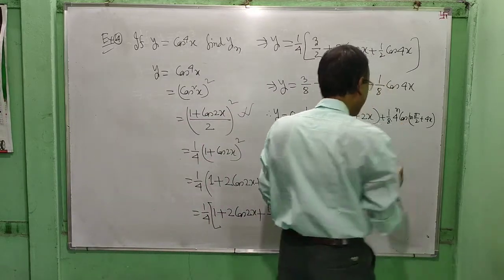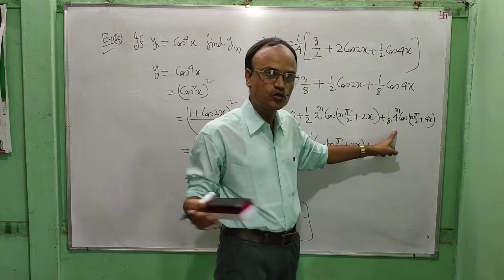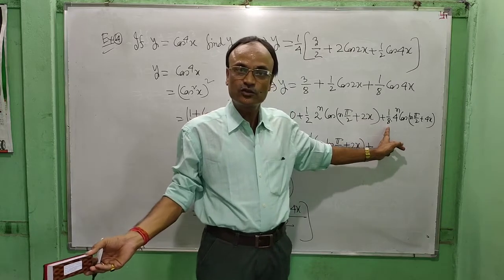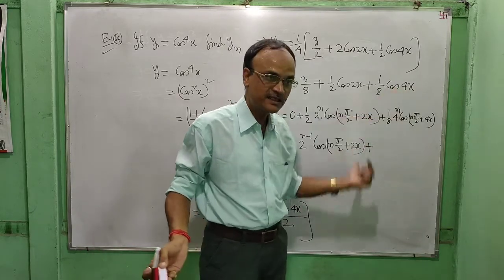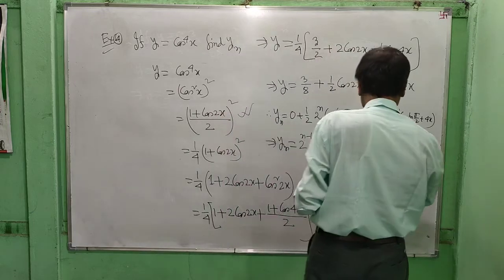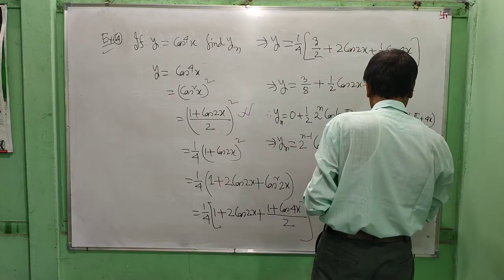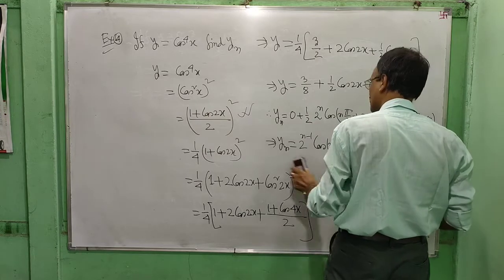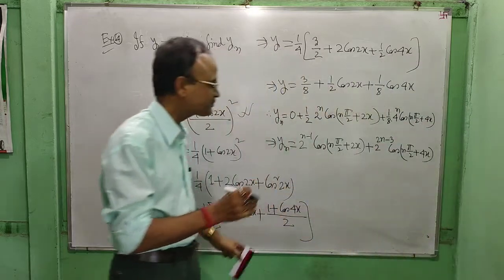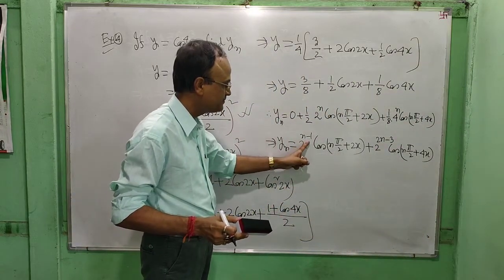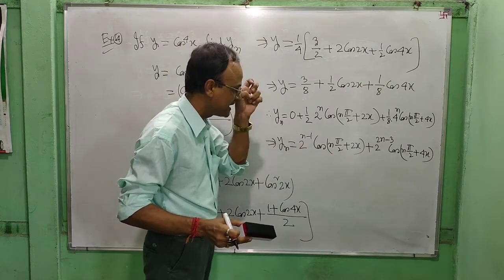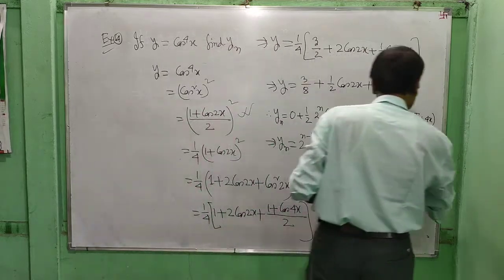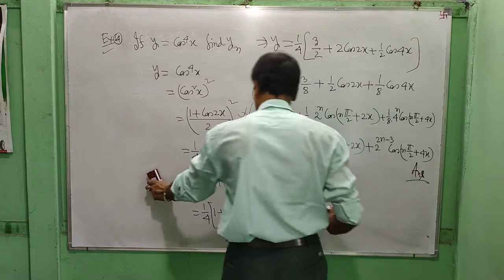plus, 4^n means (2 square) whole to the power n, that is 2 to the power 2n. For 8, you may write 2 cube. So 2^(2n) divided by 2^3 is 2^(2n-3), times cos(nπ/2 + 4x). So yn = 2^(n-1) cos(nπ/2 + 2x) + 2^(2n-3) cos(nπ/2 + 4x). This is the answer for this question.